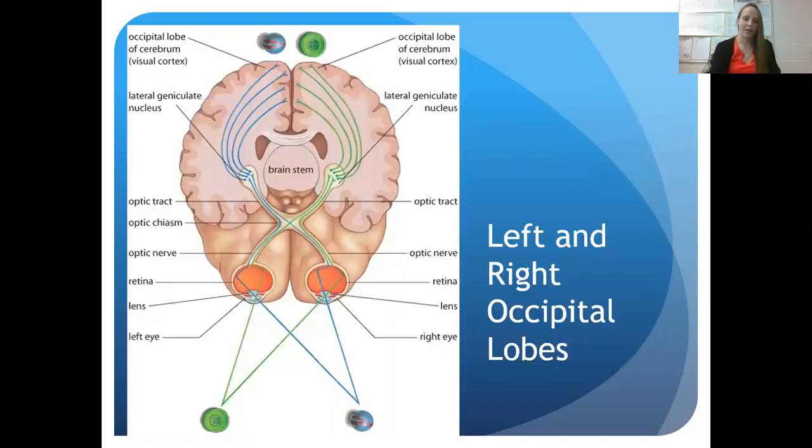So this is kind of what I'm talking about here. So if you look at this green button or whatever that is, this is what you're interpreting. It is in the right field of vision for this brain. So it's going to be stimulating the left side of the retina, which then gets interpreted by the left side of the brain. And anything on the other field of vision, on the left field of vision, gets interpreted by the left side of the retina, and then that goes to the left side of the brain to be interpreted.